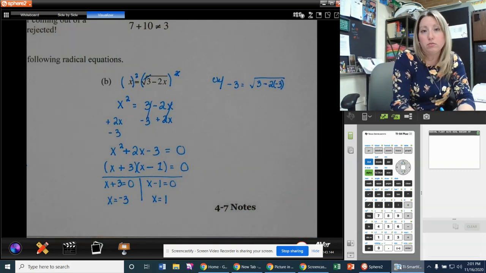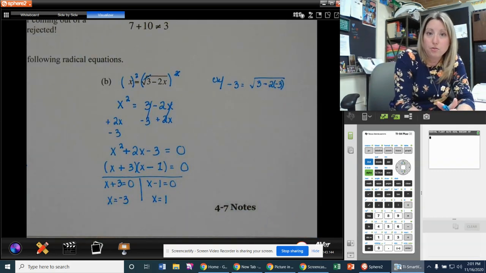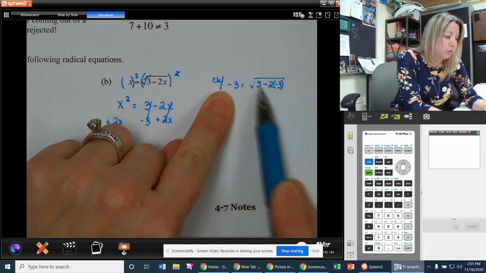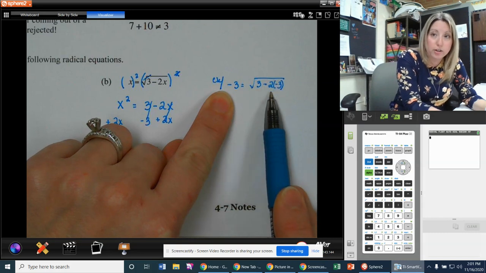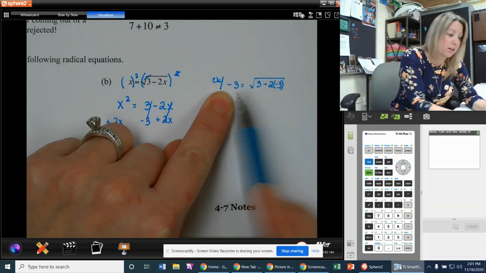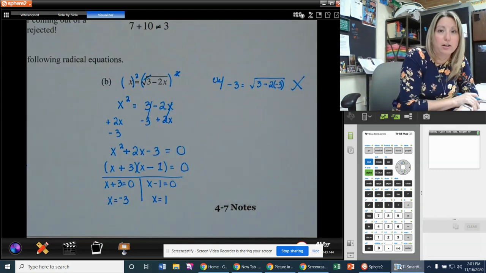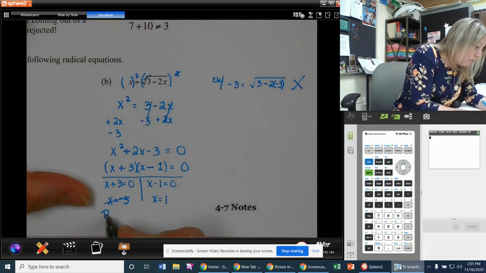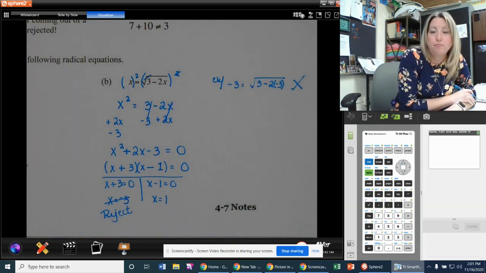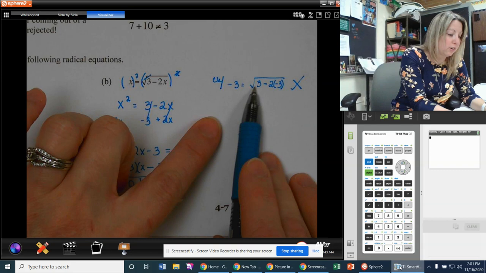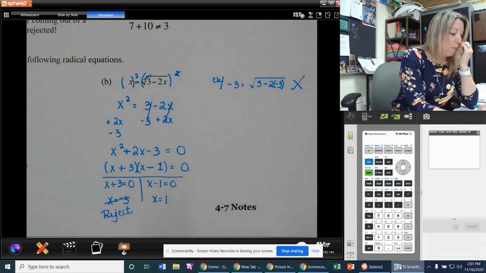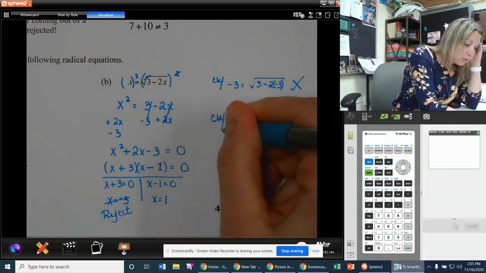Now, I'm going to tell you right now that I'm going to end up rejecting that answer. And the reason is, right now, I have a negative number outside of a radical. I don't care what this radical is, we're not going to take that square root and get a negative 3 out of here. So this is going to end up being rejected. So we're going to have to cross this out and reject negative 3 right off the bat. I can tell you that right now. Can't have a negative coming out of a radical that doesn't have a plus or minus in front of it. You can only have that positive coming out. So let's hope 1 works.